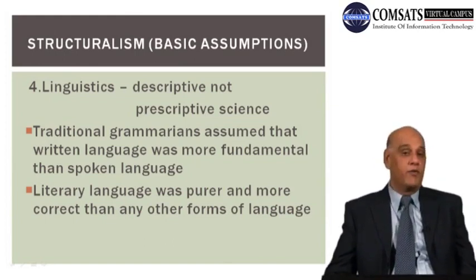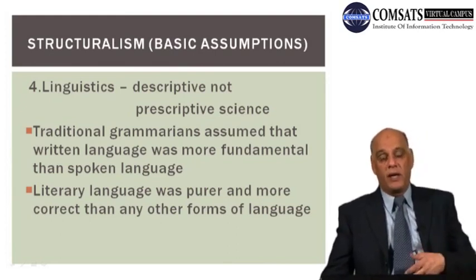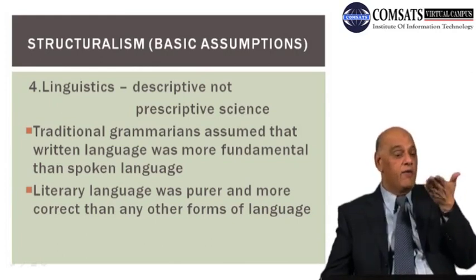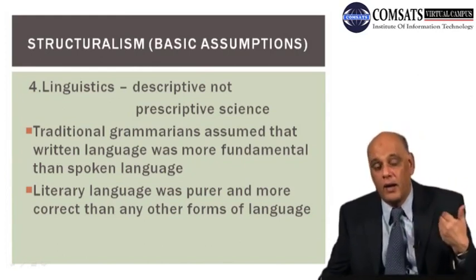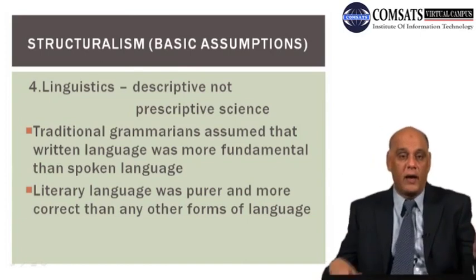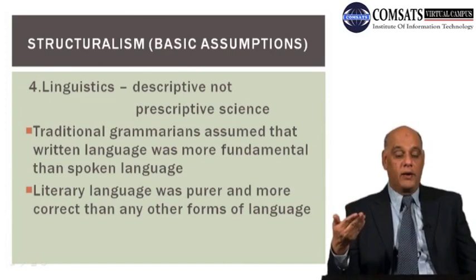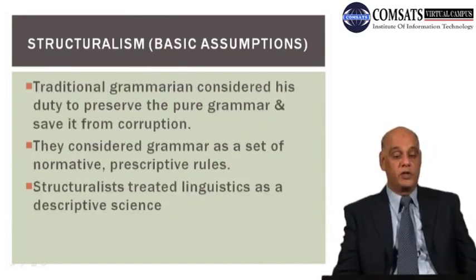They had a variety of English called literary language. The language which was used by poets, the language which was used by the fiction writers, the language which was used by the playwrights. So that language, they really graded it very high. They gave a prime importance to that language, and they gave superiority of that language over the other languages. They said this is the most pure and more correct than any other language, any other forms of language.